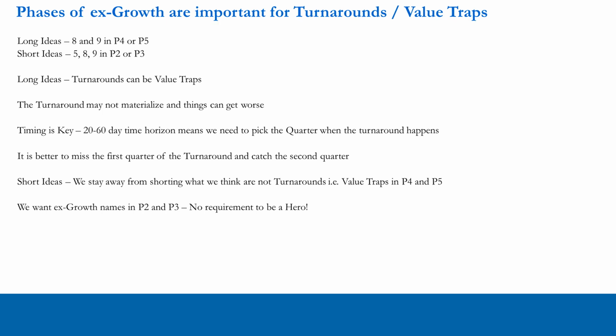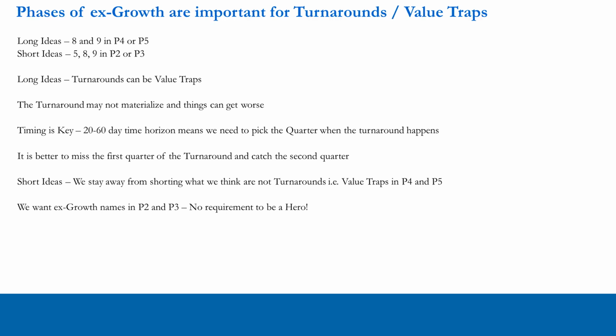For short ideas, we stay away from shorting what we think are not turnarounds. So value traps that are in phase 4 and phase 5. What we want from X growth names when we are shorting, we want these X growth names in phase 2 and phase 3. There is absolutely no requirement to be a hero when we're trading, especially from the short side.